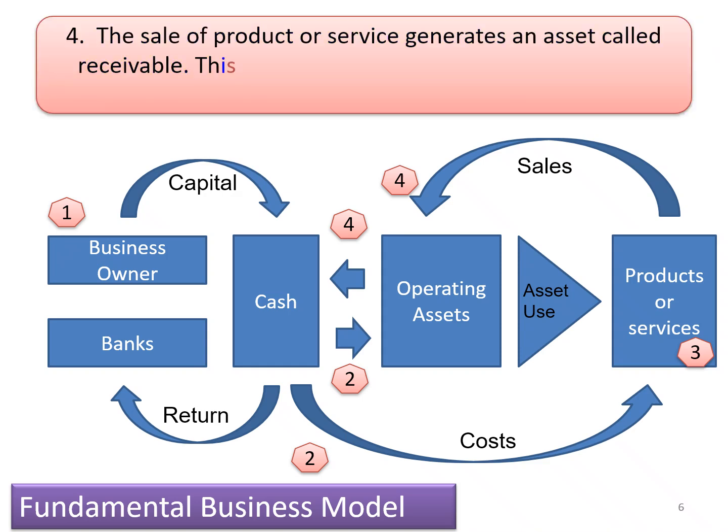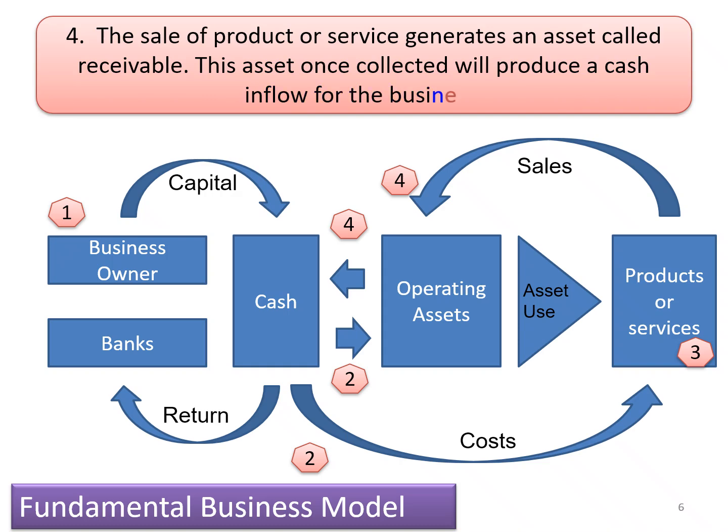Now, what we have provided is actually called sale of product or sale of services. So the sale of product or service generates an asset called receivable. So that is another operating asset.